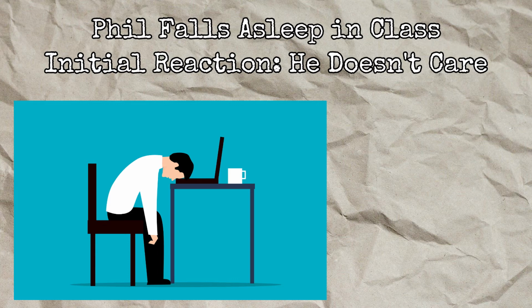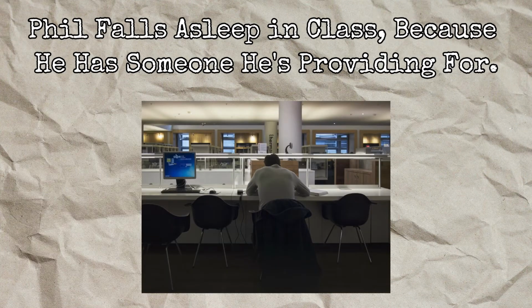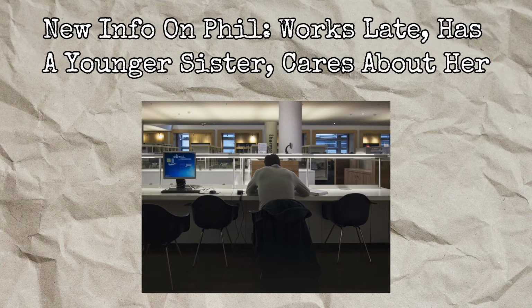While readers could be left to assume that Phil just doesn't care about school, a flashback could help readers change their opinion of him. Example: in a flashback, it's revealed that Phil works grueling late-night shifts in order to provide for his younger sister. A flashback like this fleshes out Phil's backstory by giving him a younger sister that he has to provide for, and also justifies his current actions. Phil falls asleep in class not because he wants to, but because he works long nights.